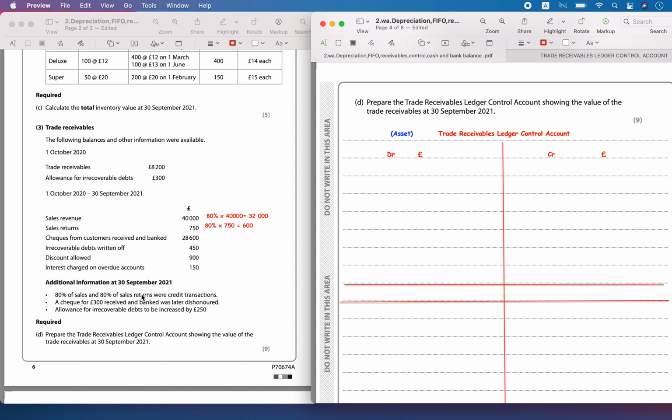Additional information given is that 80% of the sales and 80% of the sales return were credit transactions. So in the trade receivables ledger control account, we are going to enter only the credit sales and credit returns. Also, a cheque for 300 pounds was received and banked and was later dishonoured. So allowance for irrecoverable debt is to be increased by 250.